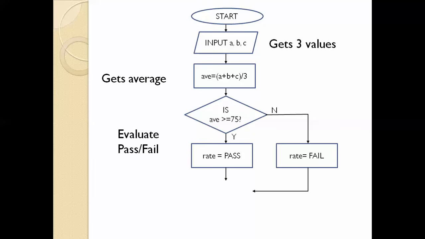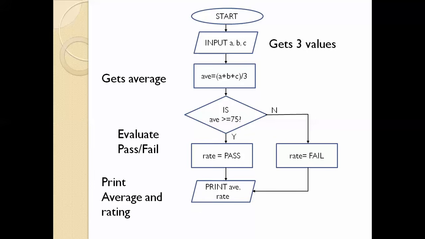So lastly, it should print the average and the rating. So we put a parallelogram for the output and print average and rate. So we have all our conditions or instructions. So it's time to end it.